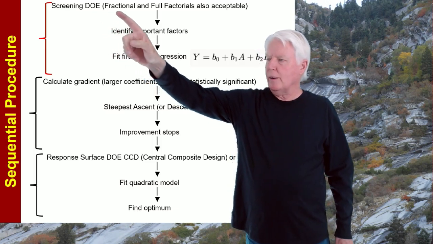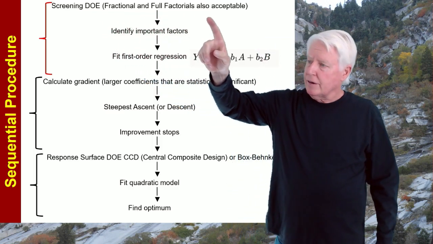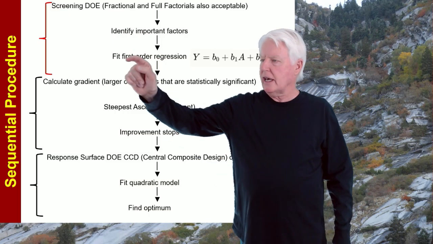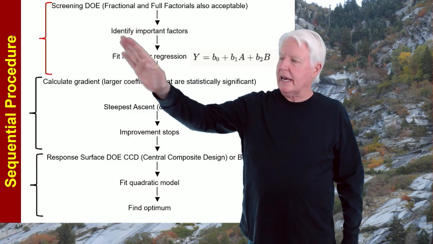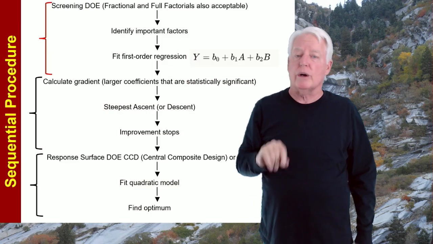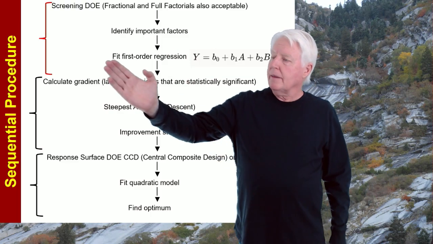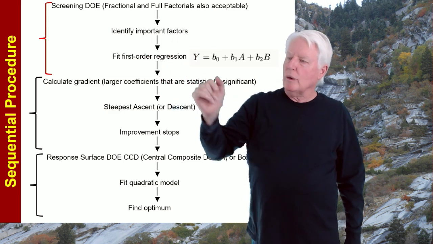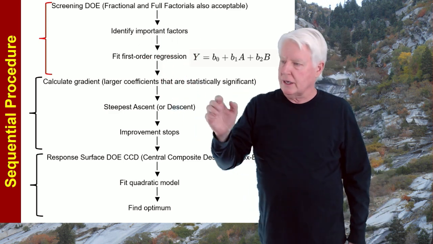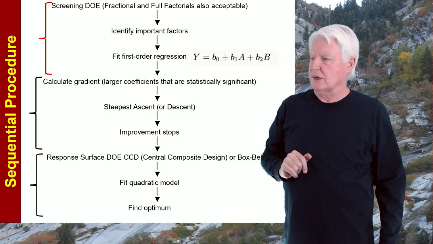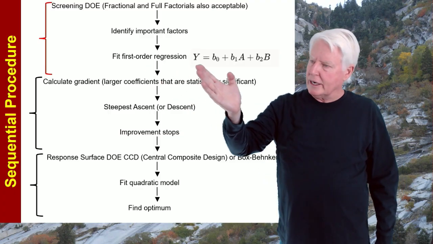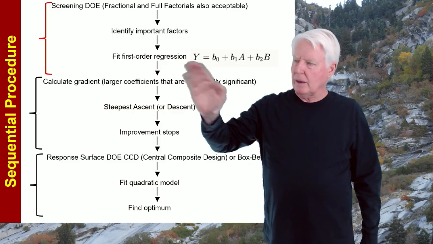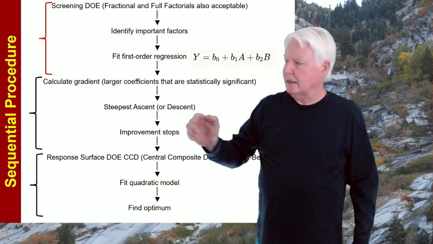So screening DOE, you could also do fractional DOE or full factorials are also acceptable in this first step. And the reason for doing that is you're looking to identify important factors. Then you fit the first order regression. An outcome of a DOE is a mathematical equation, and so you'll come up with that equation. We call that a first order equation because it has no squared units in there. We'll talk about that in greater depth later.